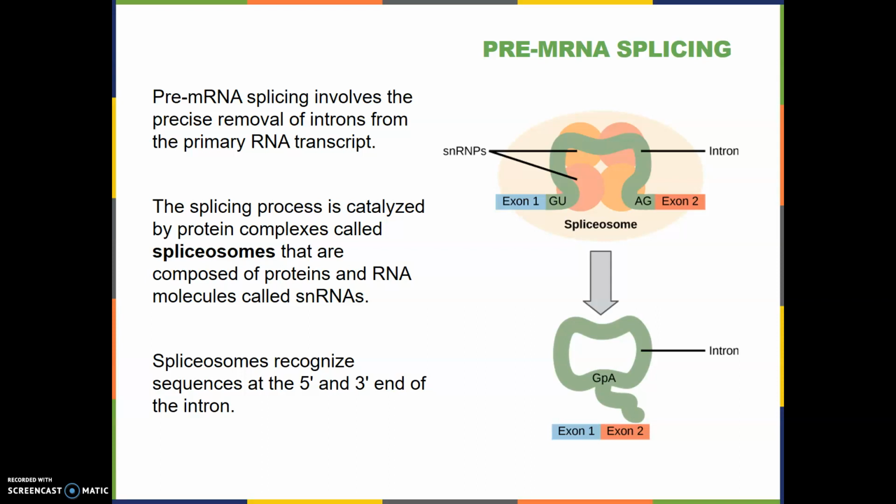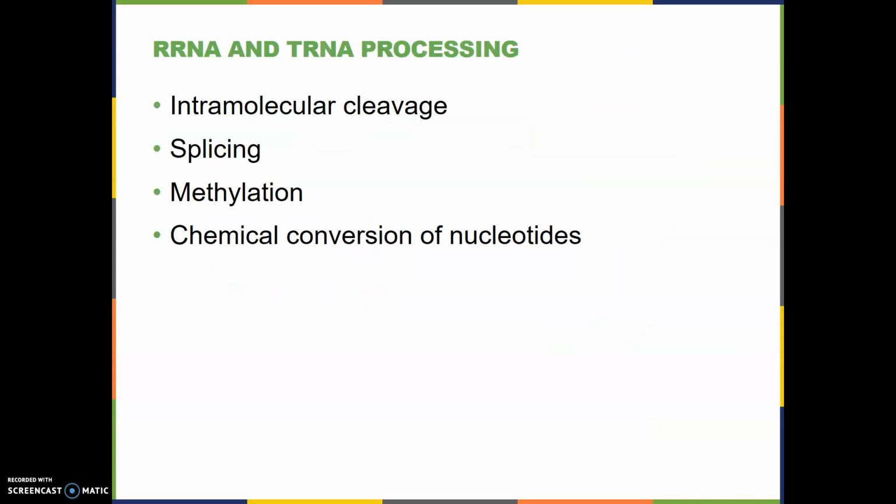Messenger RNA splicing involves removal of introns. The splicing process is catalyzed by spliceosomes, and these are composed of proteins and RNA molecules called snRNAs. So the spliceosomes are responsible for cutting the introns out and splicing the exons back together.